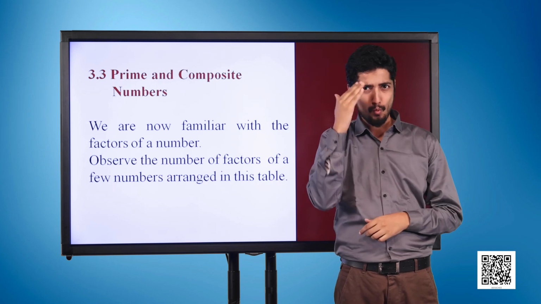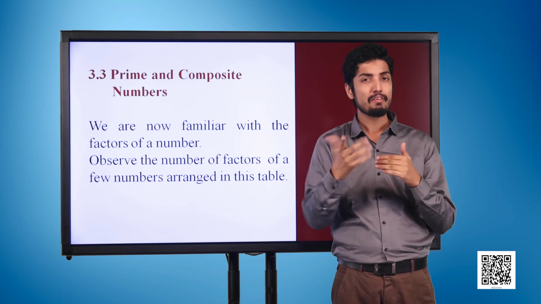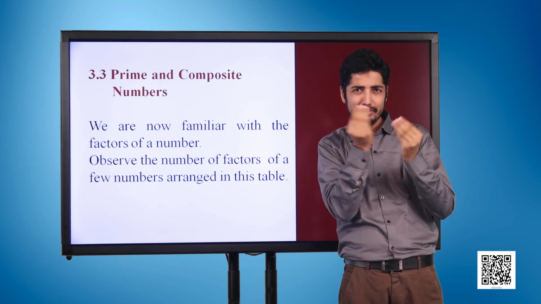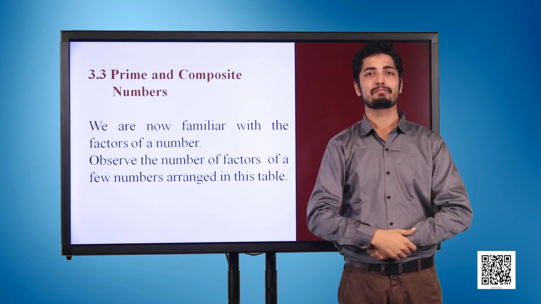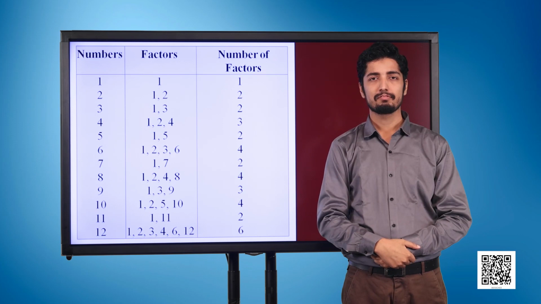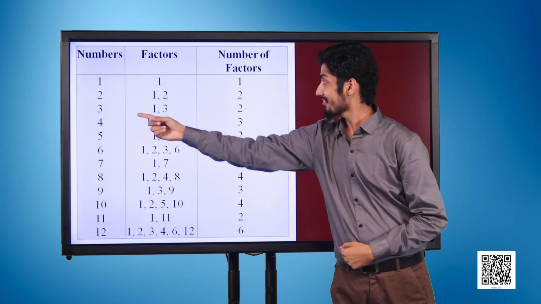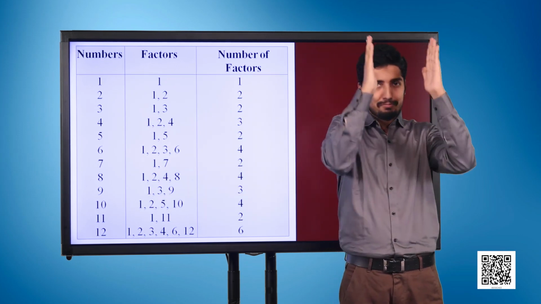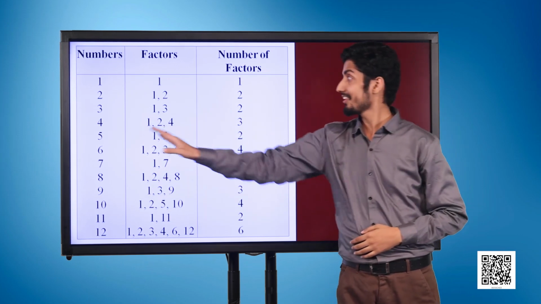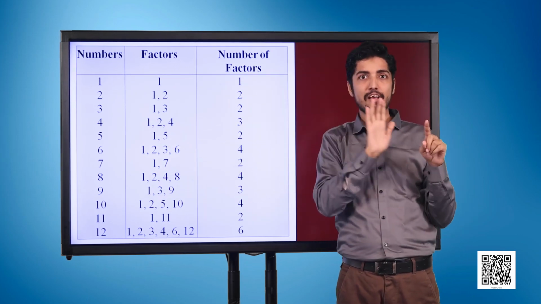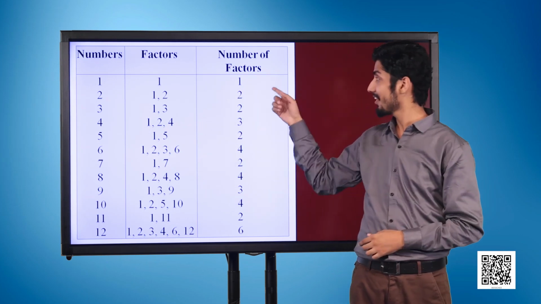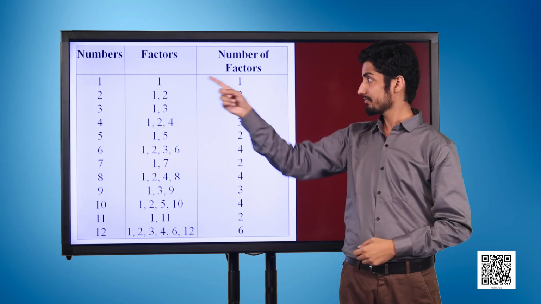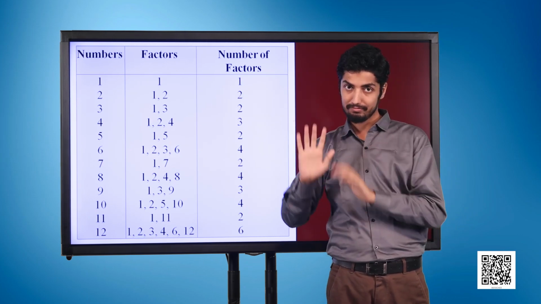We are now familiar with the factors of a number. Observe the number of factors of a few numbers arranged in the table here. We have a table with 3 columns. Column 1 heading is Numbers. Column 2 heading is Factors. Column 3 heading is Number of Factors. Let's read the table row-wise.